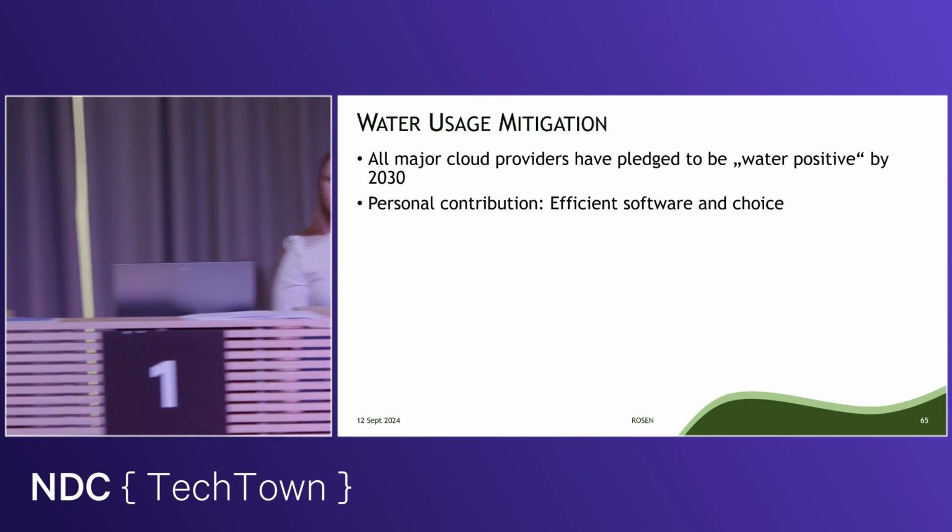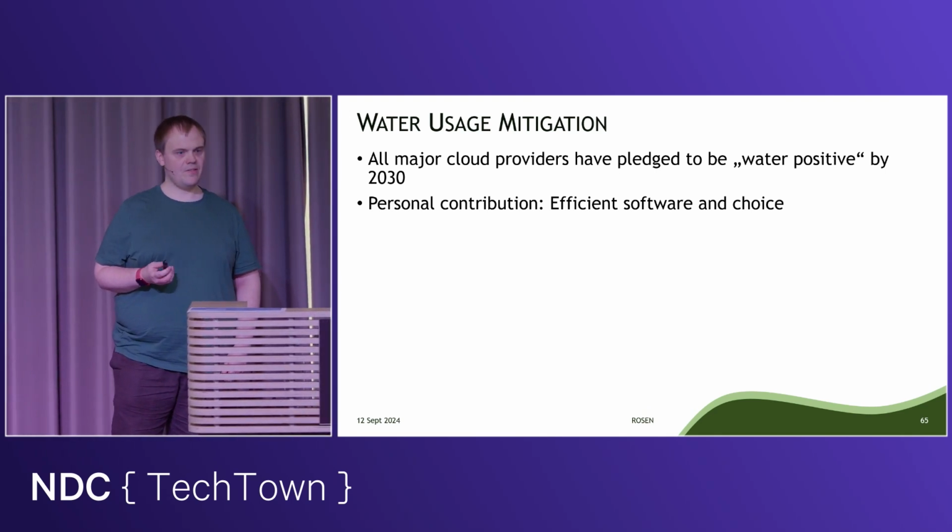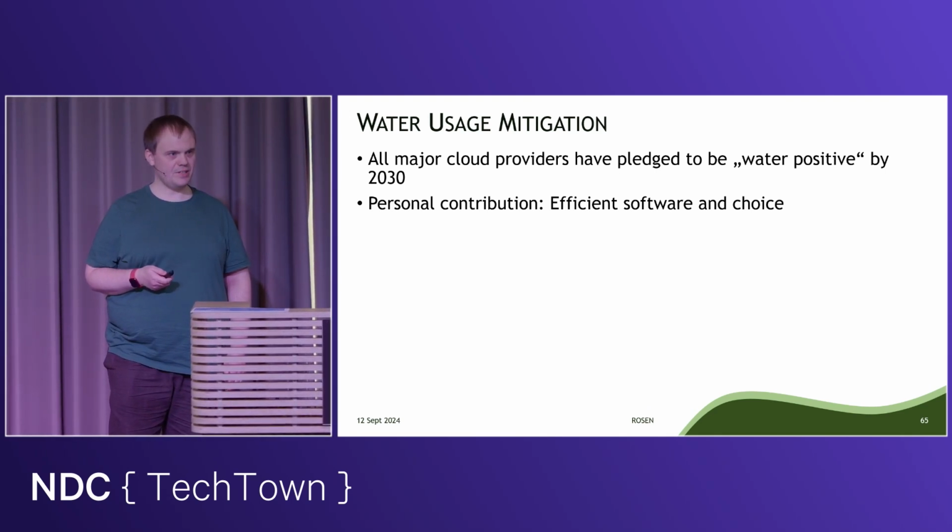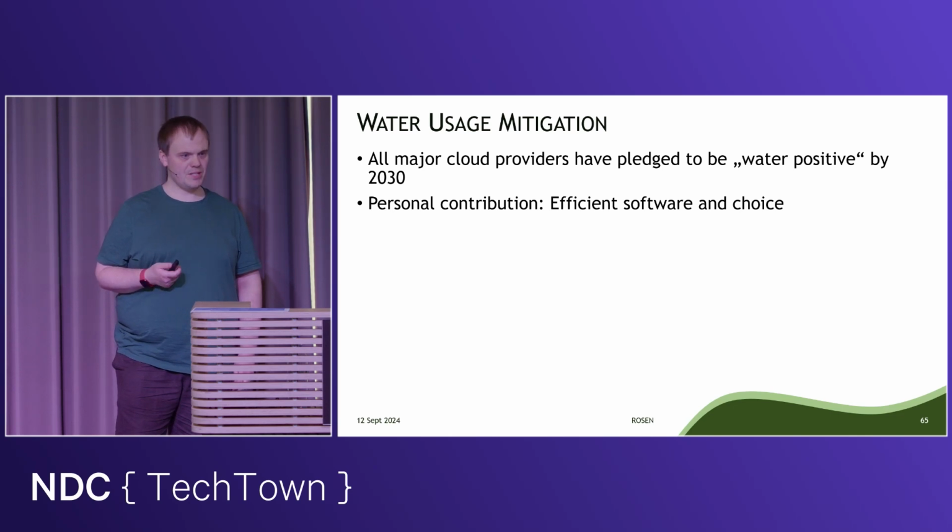So, all major cloud providers have stated that they want to be water positive by the year 2030. This means that they want to return more water than they use directly. The main ways of doing that are increasing the efficiency of cooling systems, moving to a lower percentage of fresh water by using more recycled water, and funding water replenishment projects.